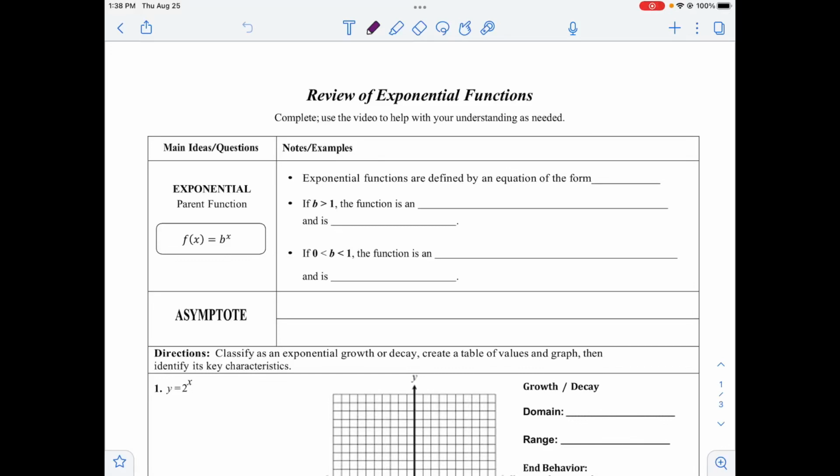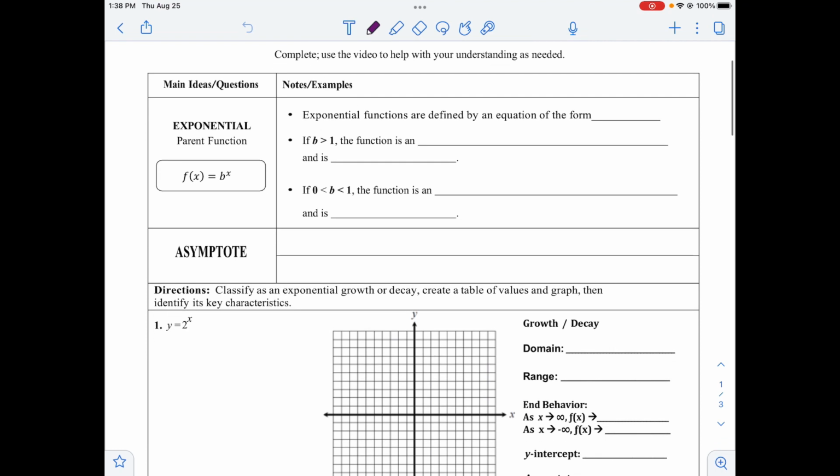This lesson is going to review exponential functions. When we talk about exponential functions, this is something you've been exposed to in the past. The parent function is f of x equals b raised to the power of x. We can look at functions and tell what type they are by where different exponents are and what powers the exponents may have. Exponential functions are defined by an equation of the form y equals a times b raised to the x.